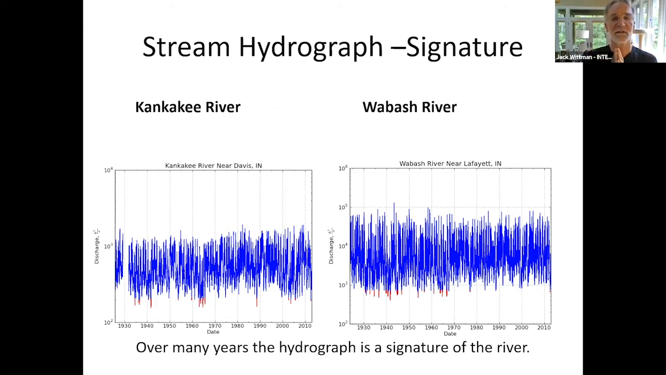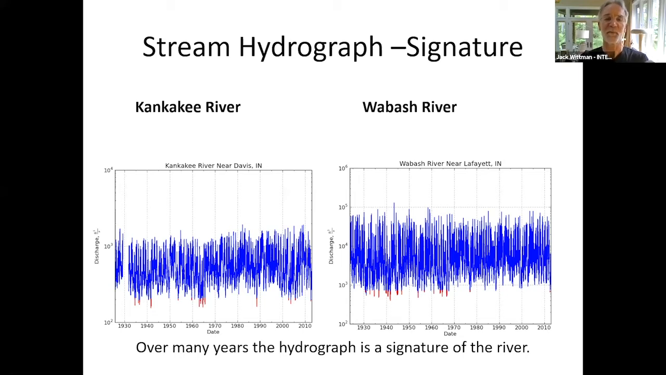These are pretty funky looking hydrographs, but it's because they are the entire record for the Wabash River at Lafayette and the Kankakee River near Davis, Indiana. They've been measured since the 20s. There's some important information in here that's fun to look at, in my opinion. You can see how much they vary, but what's important to point out is that the y-axis, the discharge, the up and down part of this, is really pretty small on the Kankakee River compared to the Wabash River.